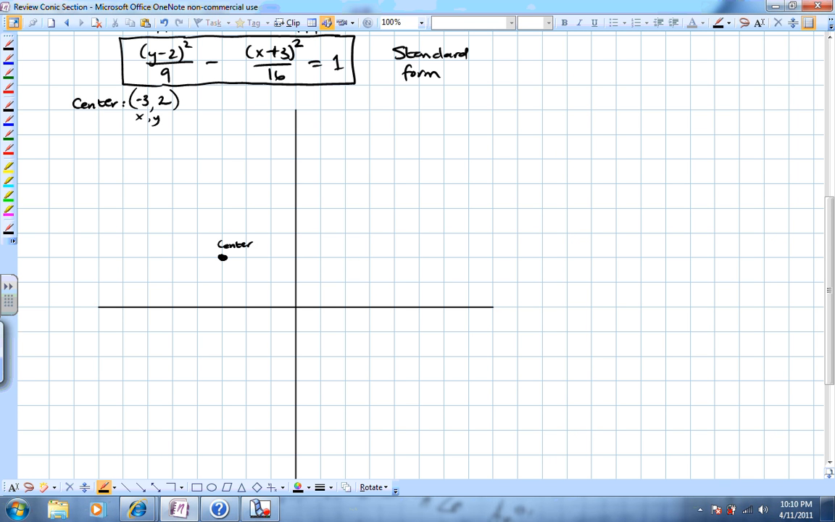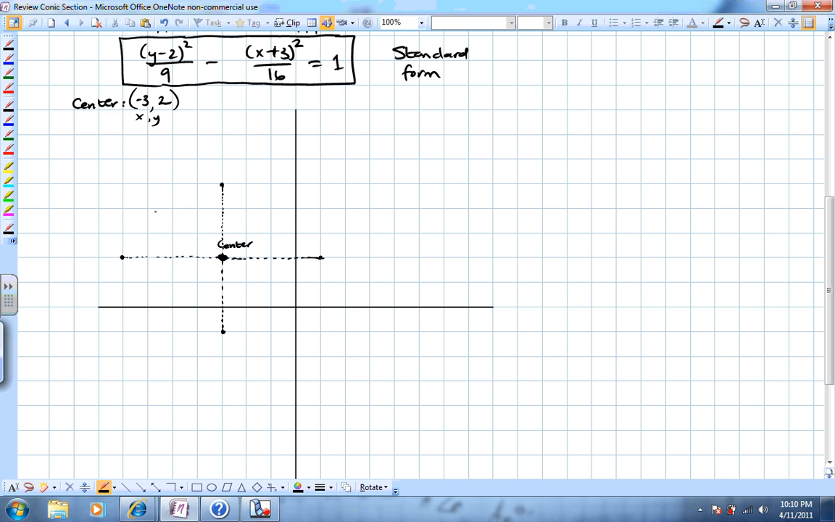Next thing to look at is underneath the y squared term you have a 9. Take the square root of 9, you have 3, indicating to you that you're going to move 3 units along the y in both directions. Same process for the x. Underneath the x you have 16, square root of that is 4. Move 4 units along the x in both directions.